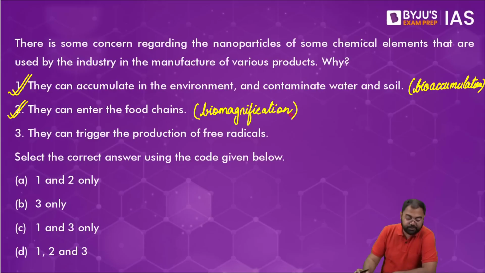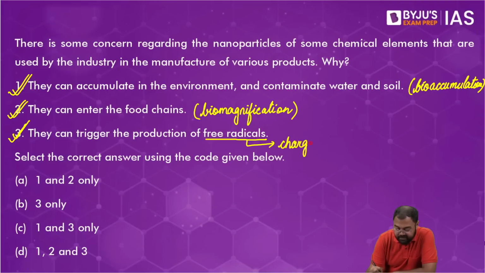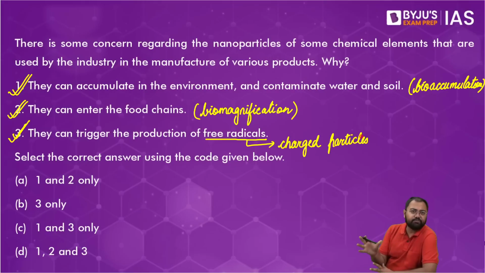They can trigger the production of free radicals. Is this correct? Even this is correct. So free radicals basically are, in simple terms, charged particles. Now these charged particles are many a times there in the body, and if they are in higher amounts, they are harmful.